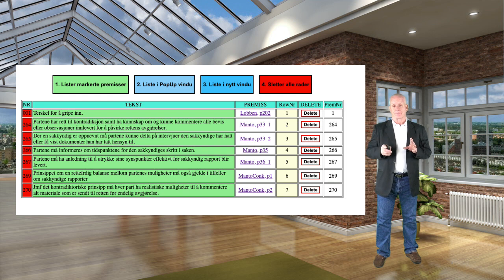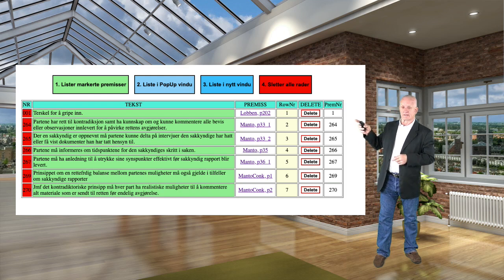Then 2 things happen. One is that a new table is made of the marked premises or rows in the main table, and the other is that the screen scrolls up so we see the lower part of the screen. The latter is done so that parts of the table do not go under the screen, so that we have to scroll up the page to see the entire new table. This is what it looks like now.